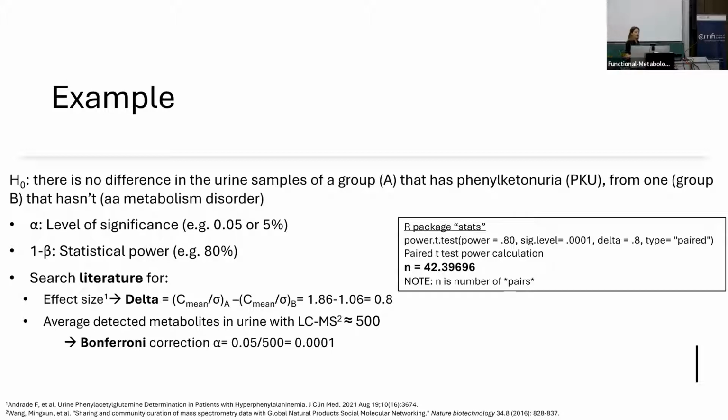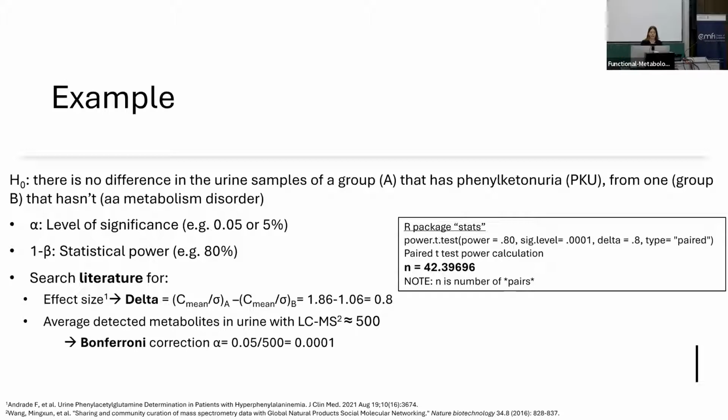Okay, so we're going to compare the difference between, again, the phenylketonuria population and the healthy population. So let's say the significance level is 5%. The power of our experiment is at 80%. And then we need to search the literature, and especially that paper that found this biomarker called PAG.